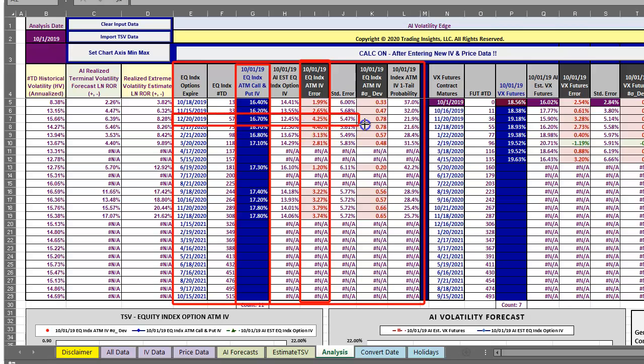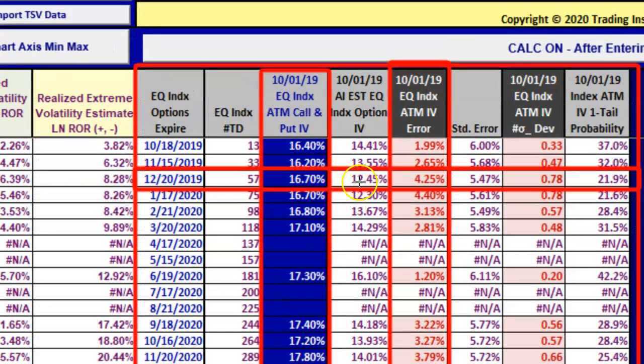But let's look at the option expiring on 12/20/2019, 57 trading days into the future. It had an implied volatility of 16.7% and an estimated volatility, or forecast, of 12.45%. That's a 4.25% difference. The standard deviation was 5.47%, so that's 0.78 standard deviations, or a sigma or z-score of 0.78, and a one-tailed probability of 21%.